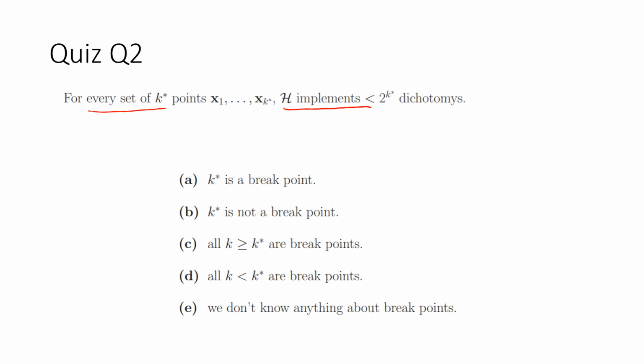So I think this fulfills my definition of the breakpoint, right? So definitely A is true, but let's look at the other options as well, because there might be something else that's included. And okay, K star is not a breakpoint. This is obviously not true. B is not true, right? Because we just said that this is the definition of a breakpoint.